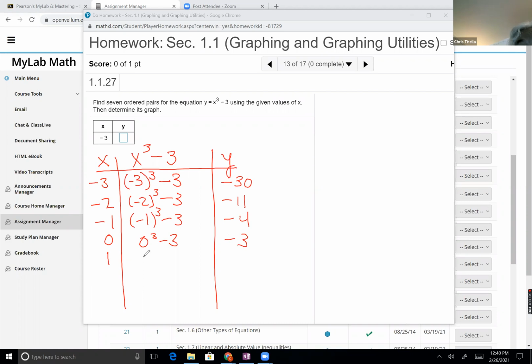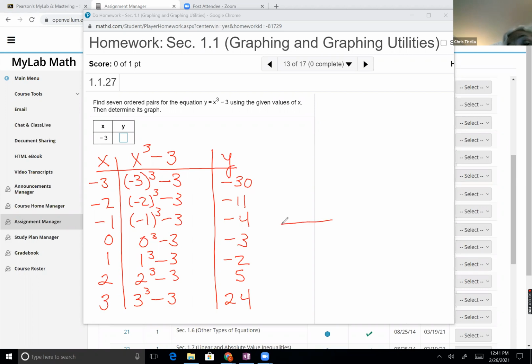Then they'll ask you for +1. 1 cubed minus 3 is -2. Then they'll ask you for 2. 2 cubed minus 3 would be 8 minus 3 or 5. Then they'll ask you for 3. 3 cubed minus 3 would be 27 minus 3 or 24.